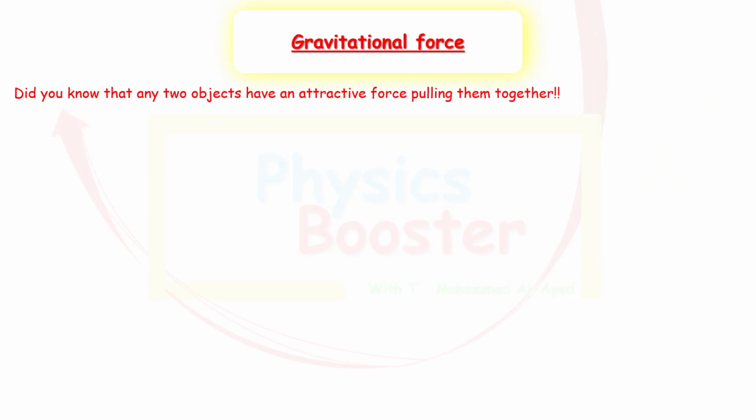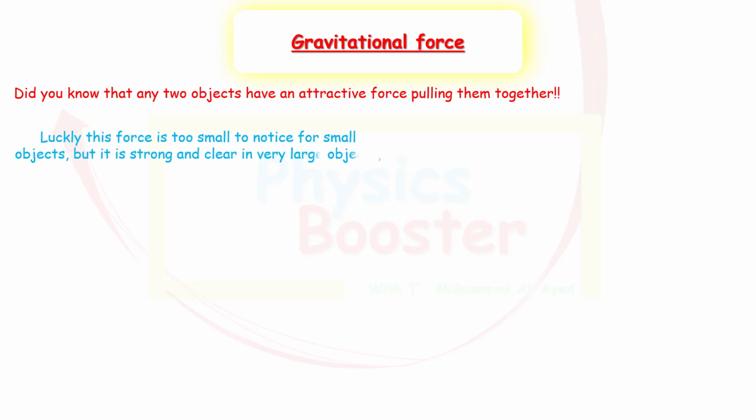Today we're going to be talking about gravitational force. Did you know that any two objects have an attractive force pulling them together? Yes, any two objects in the world have an attractive force pulling them together. Right now, you have an attractive force between you and, say, the computer you're sitting in front of. Why don't we feel this force? Because it's very, very, very small. Why is it very small? Now we will understand why.